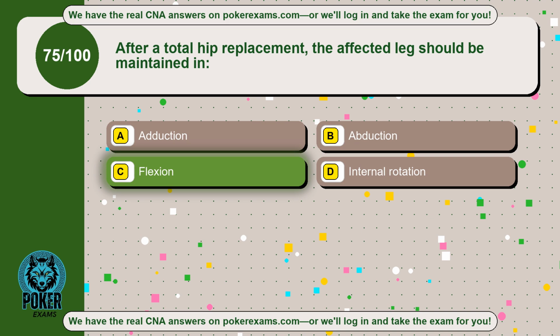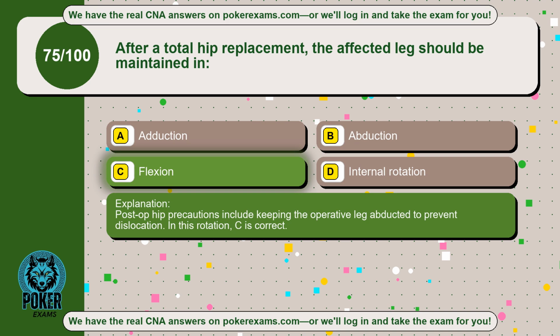Flexion. Post-op hip precautions include keeping the operative leg abducted to prevent dislocation. In this rotation, C is correct.